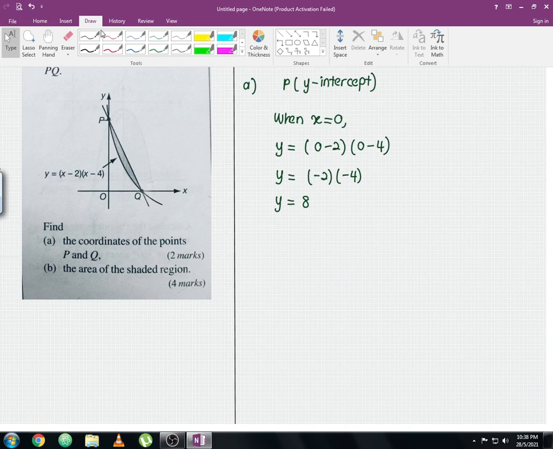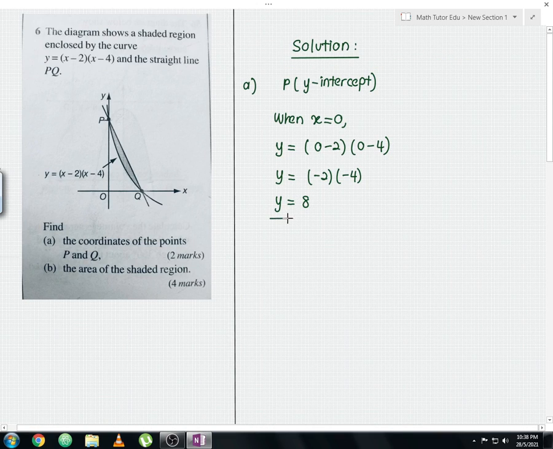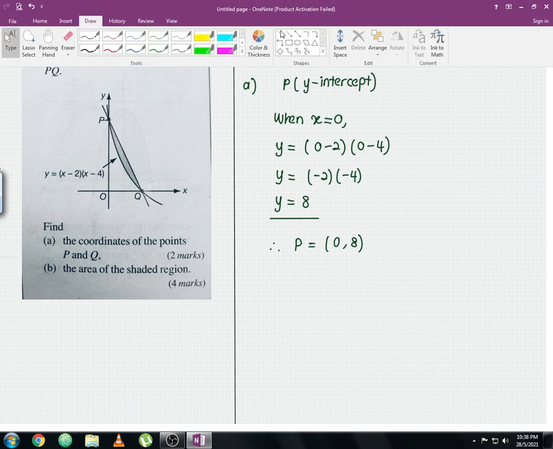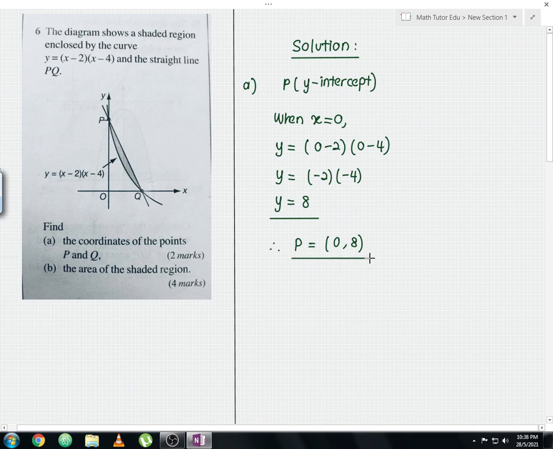So let me underline this. Okay, and therefore we can write our coordinate P is equal to (0, 8), since it is a y-intercept. Okay, let me underline the solution for the question part A. The first solution.